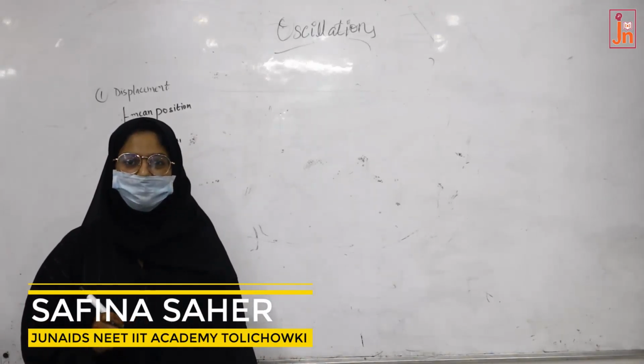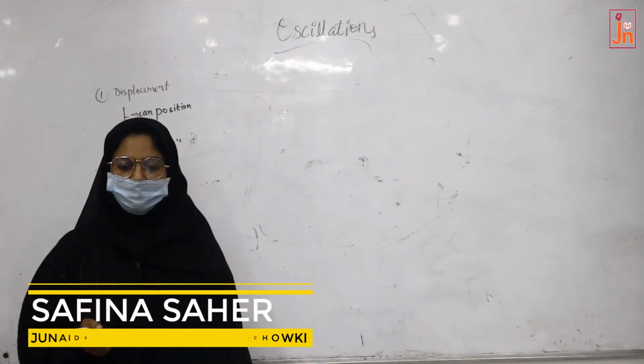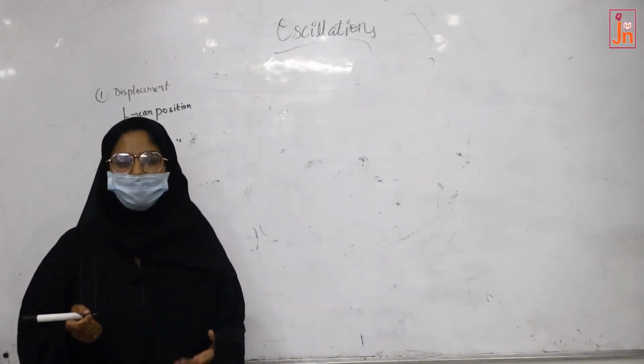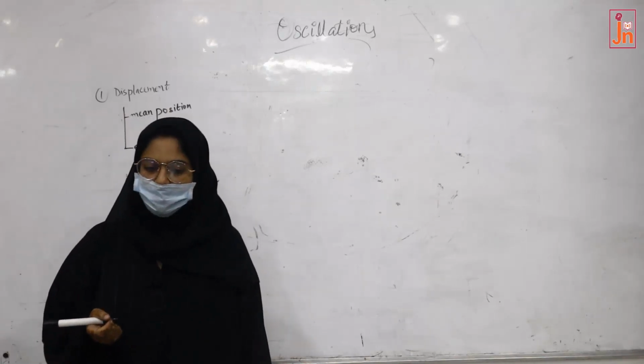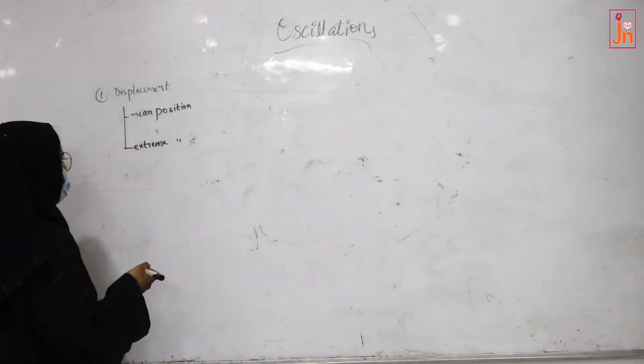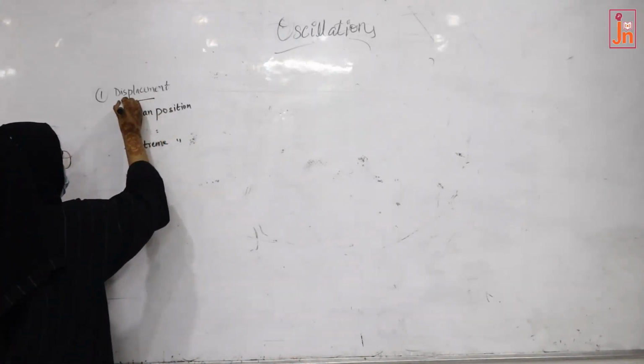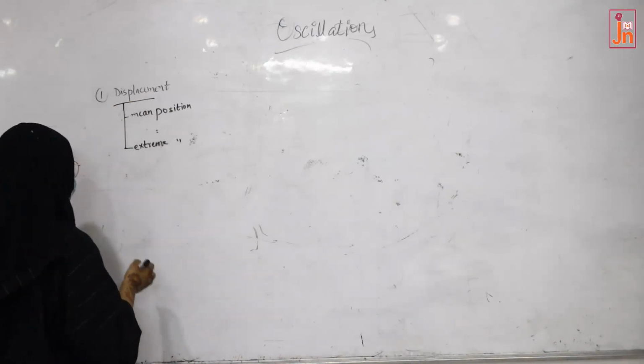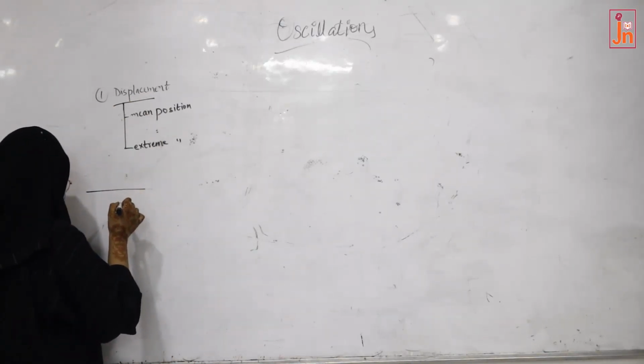So today's topic is a few of the formulas through which we can solve most of the problems in oscillation. First formula is displacement. Displacement is of two types, mean position and extreme position formula. So what is the mean and extreme position?